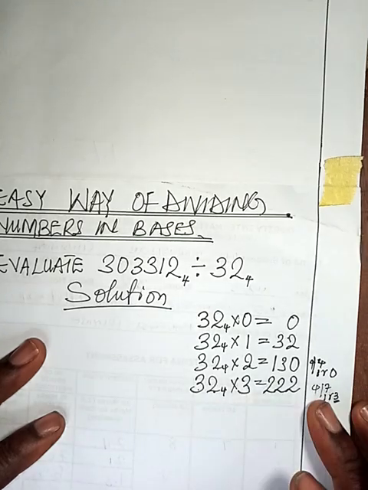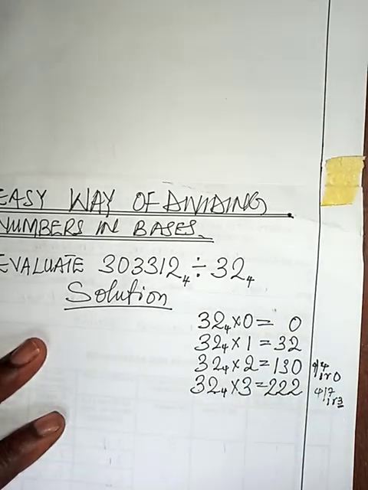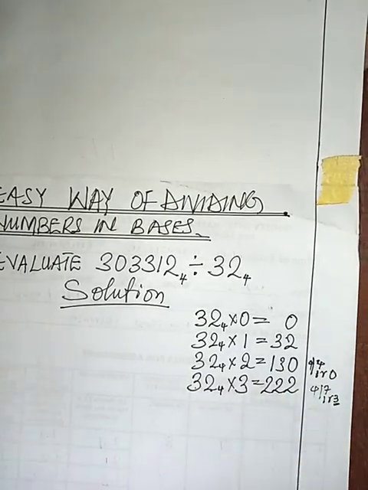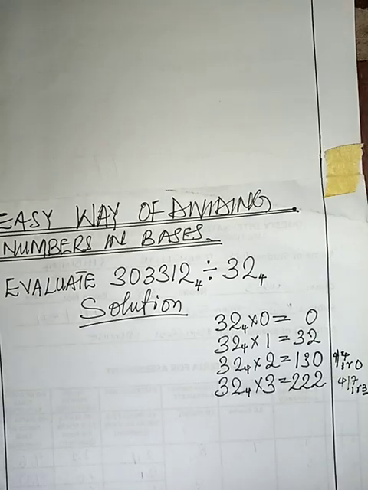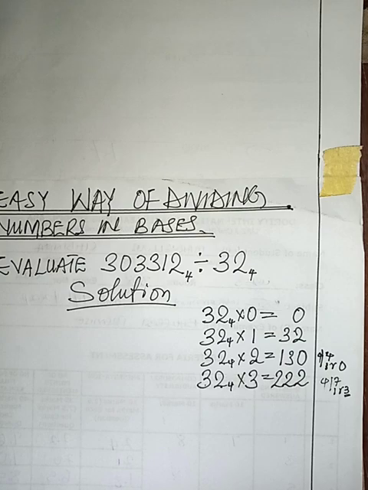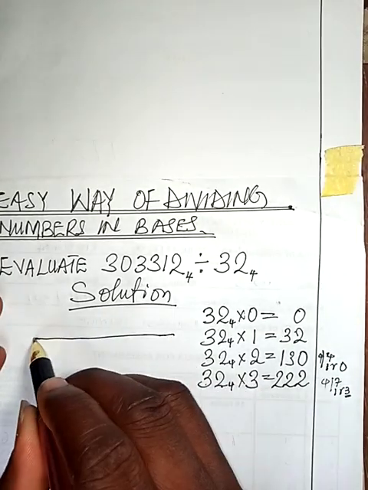Now this is where this multiplication table ends because these are the only digits you can use in base 4. You can't have 32 times 4. There's no 4 in base 4. So this is my multiplication table. Everything I'm going to do will be based on this multiplication table. So let's dive into the division proper.